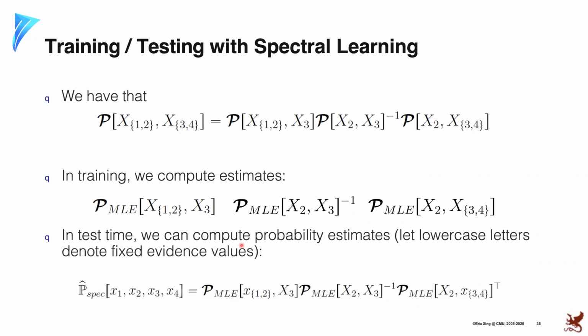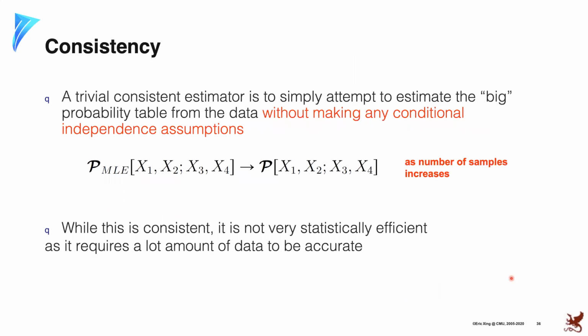And at test time, what we only need to do is to look at the corresponding entry for the specific values of x1, x2, x3, x4. Then we can get the estimated probability here. And here's some analysis regarding the consistency and efficiency of this approach.